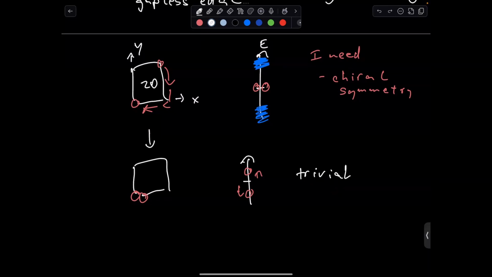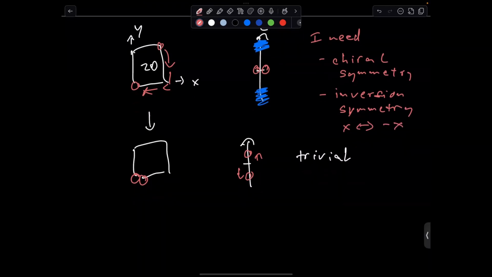So I need a spatial symmetry. And the classical symmetry that we use, the canonical thing, is inversion symmetry. You could have a couple of other choices as well, but the simplest one is inversion, which maps x to minus x.